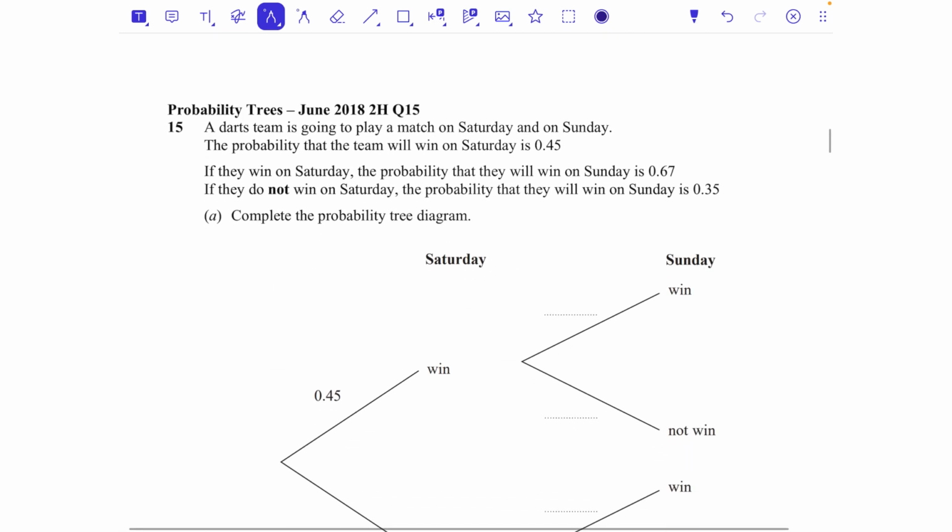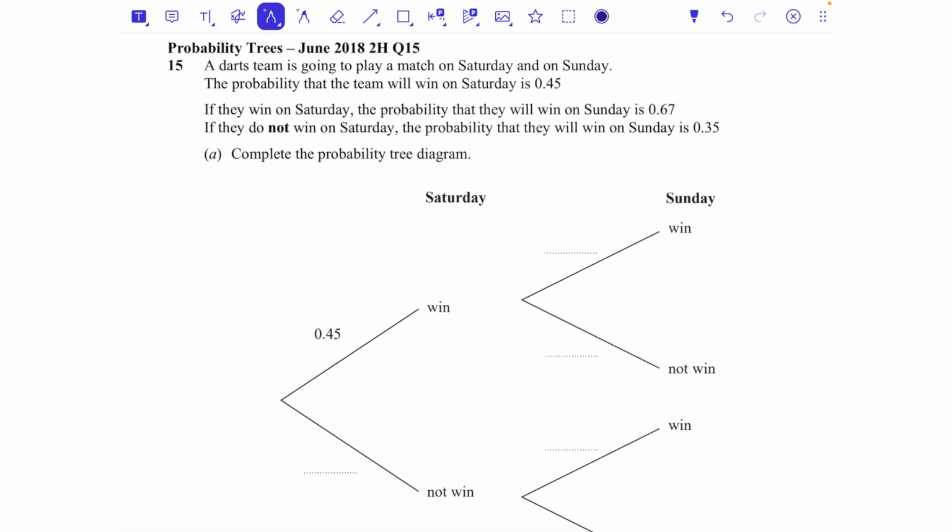Okay. Next topic, probability trees. So this was question 15 on June 2018, paper 2. And again, really common topic. So a darts team is going to play a match on Saturday and on Sunday. The probability that the team will win on Saturday is 0.45. If they win on Saturday, the probability they will win on Sunday is 0.67. If they do not win on Saturday, the probability they will win on Sunday is 0.35. Complete the probability tree diagram.